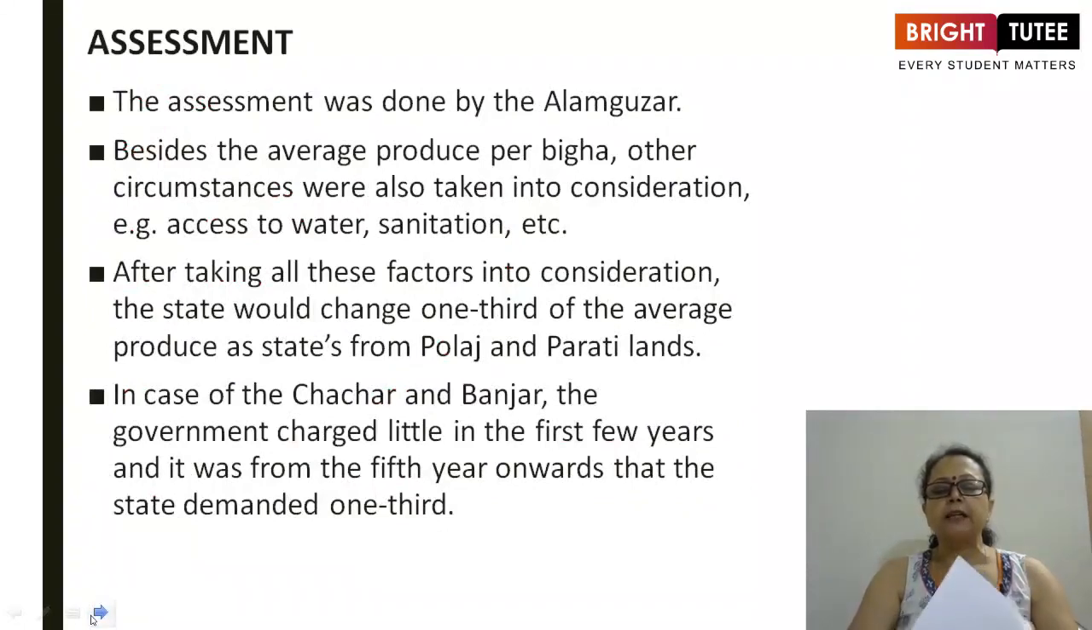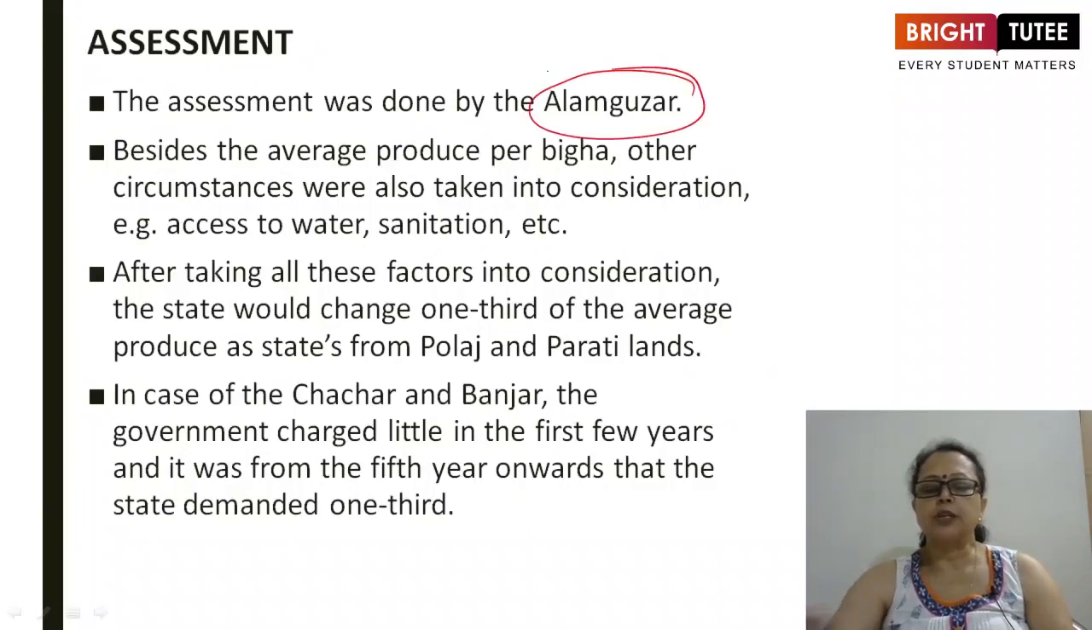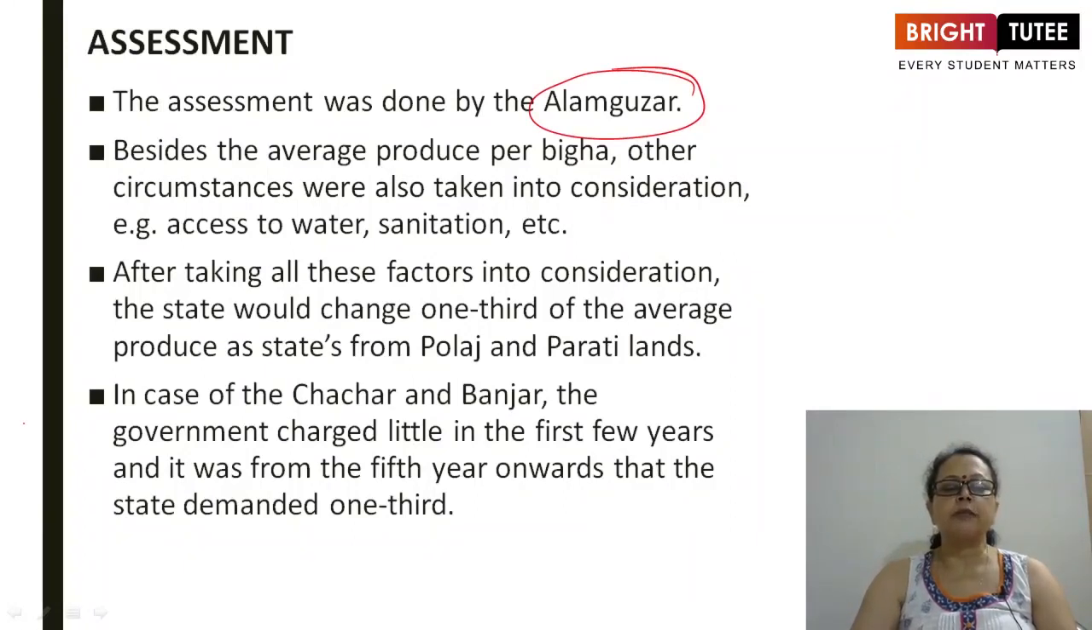Now coming to the process of assessment, how it has been done. The assessment was done by the Amil Guzar. This is the new post introduced in the Mughal period. Besides the average produce per bigha, other circumstances were also taken into consideration.